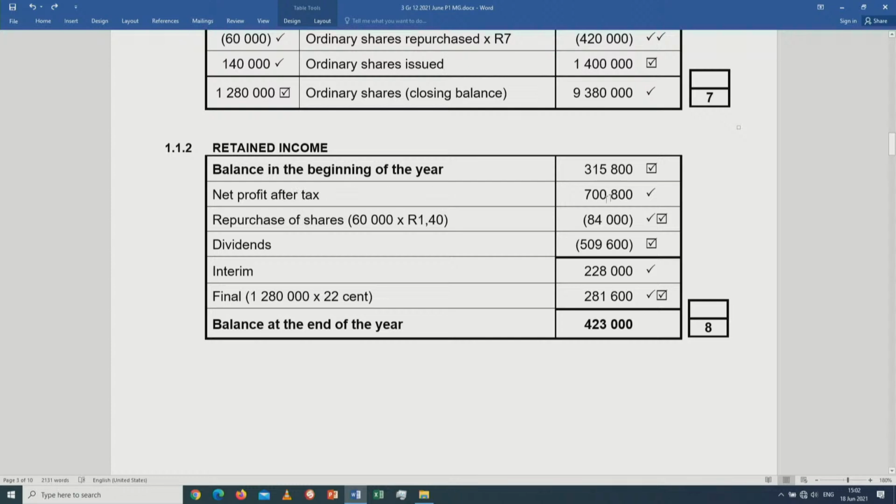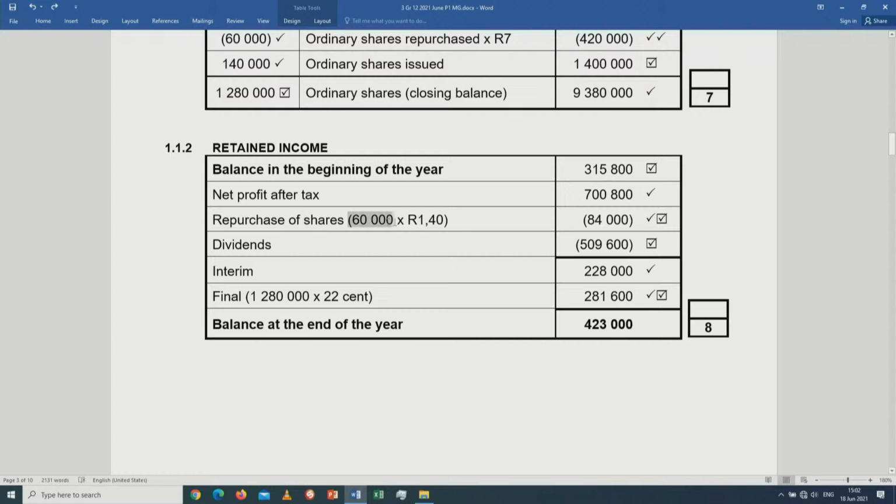Net profit after tax was definitely given on the answer sheet, 1 mark or 0. It's supposed to be 700,800. Any figure except 700,800, then it's wrong. The repurchase of shares, 60,000 multiplied by 1.40 is 84,000. 2 marks or 1 method mark.